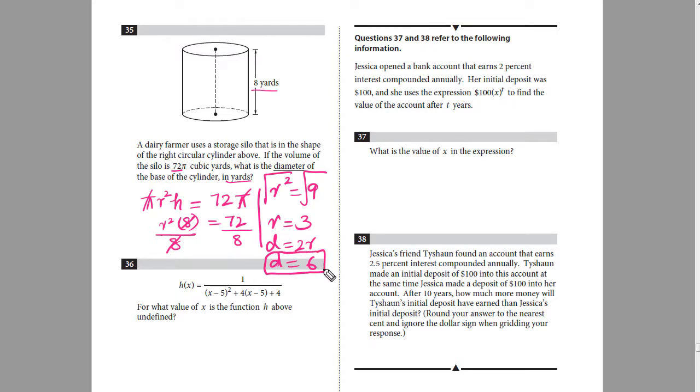6 yards is the diameter. The unit will be yards, because the height is in yards, so the diameter will also be in yards. So that is the answer for question number 35.